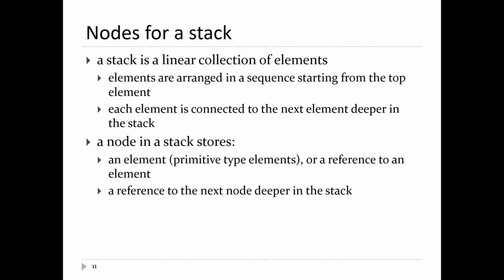Now for a stack, we have what's called a linear collection. So it's one element followed by another element, followed by another element, and so on and so on. Trees and graphs are nonlinear data structures. In a stack, we have a sequence starting at the top element. Every element is connected to the next element deeper in the stack. So a node for a stack would store either an element or a reference to an element, and then it stores a reference to the next node in the stack.